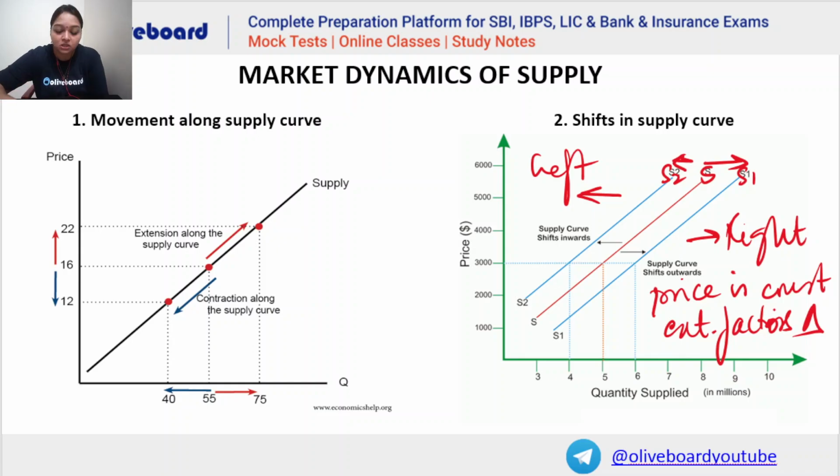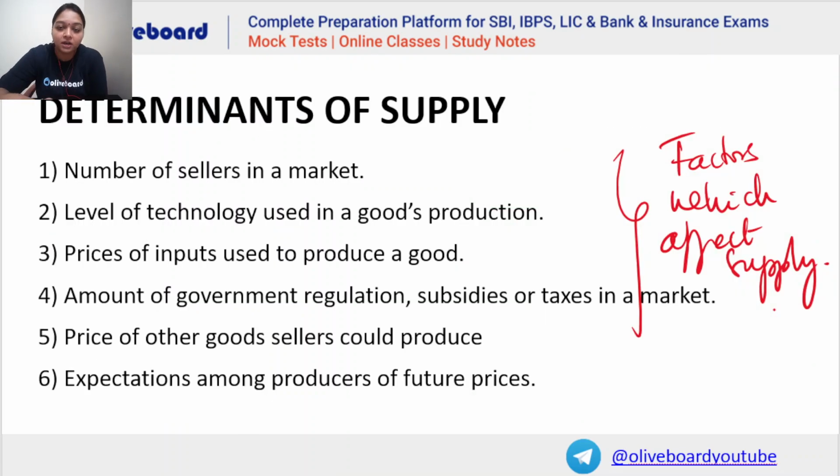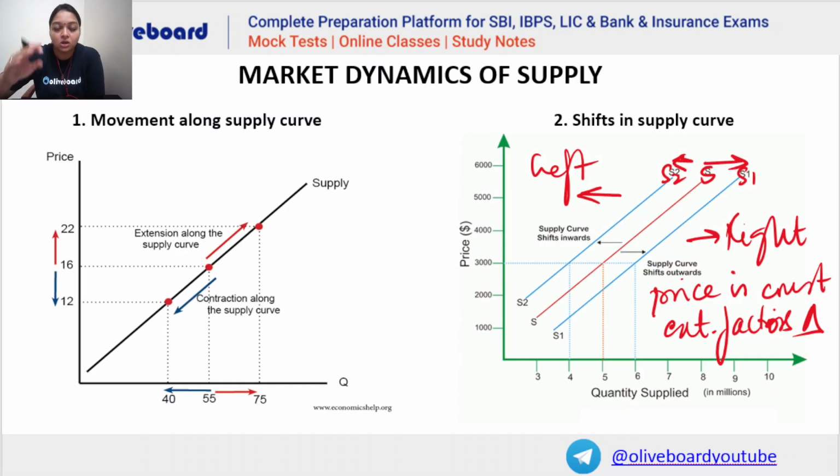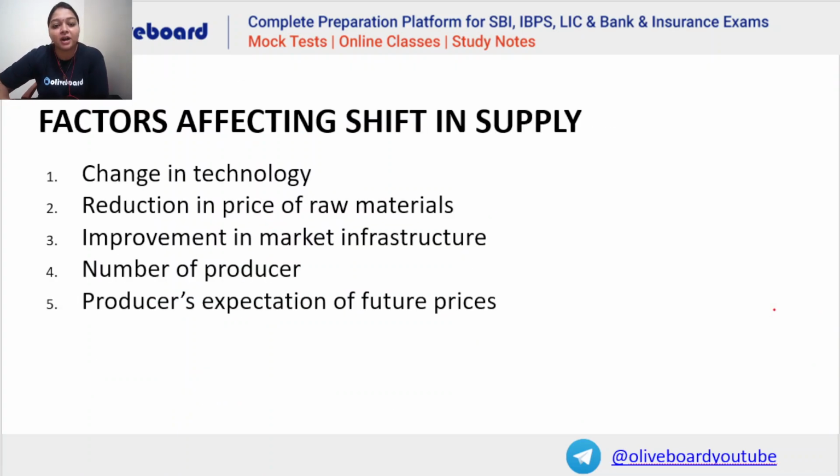In a shift in the supply curve, all these other factors which we talked about will be changing, and price will be kept constant. So when the supply curve shifts to the right, we call it an increase in supply, and when the supply curve shifts to the left, we call it a decrease in supply, right? So, factors affecting shift in supply. Again, change in technology, reduction in price of raw materials, improvement in market infrastructure.